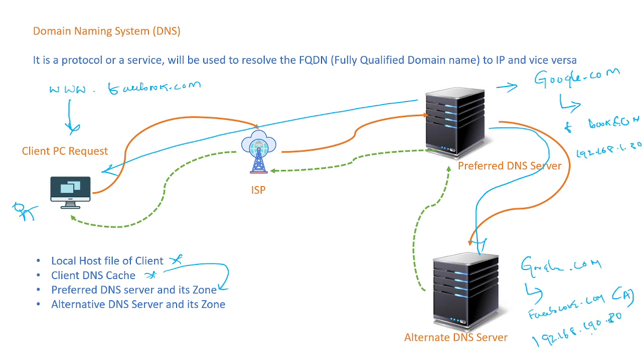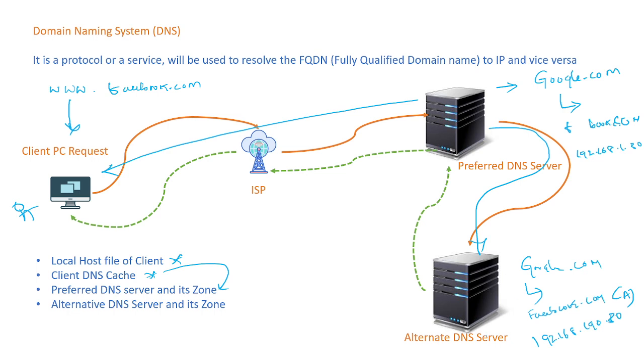It is like our telephone directory, correct? If you want to look for an office number or a person's number or a VIP number, all the numbers will be listed there. When you look for an IP address in this DNS server, we will look for the record. If the record is there, we will get the result. If the record is not there, the query will be sent to the alternate DNS server.